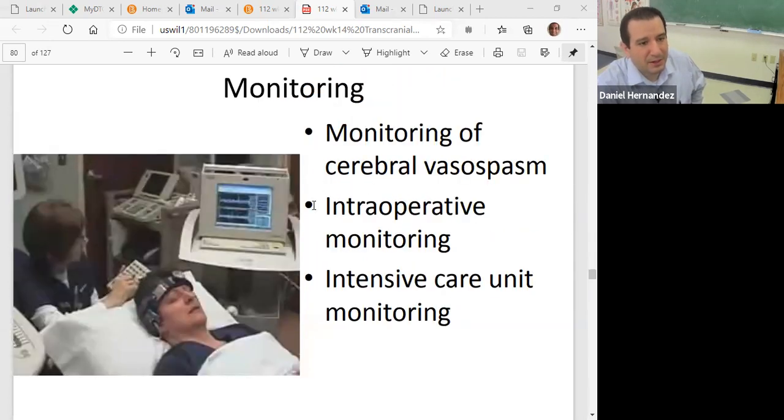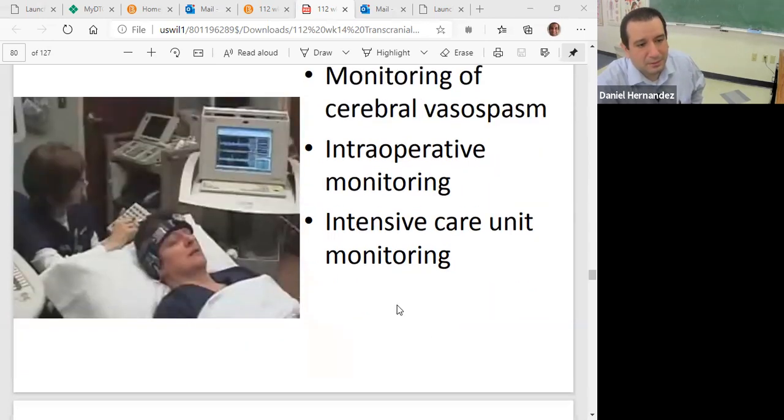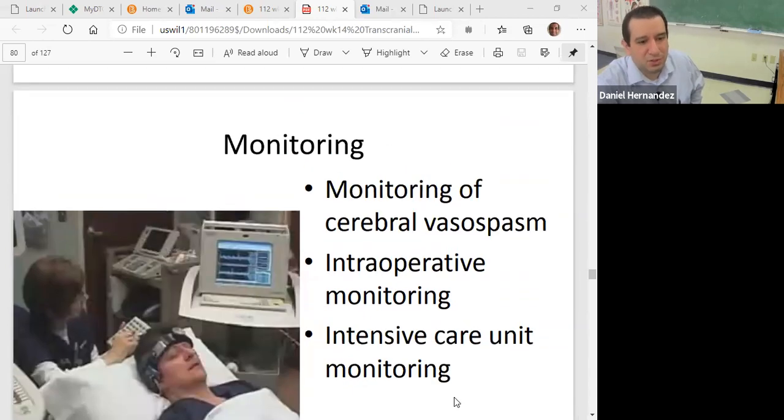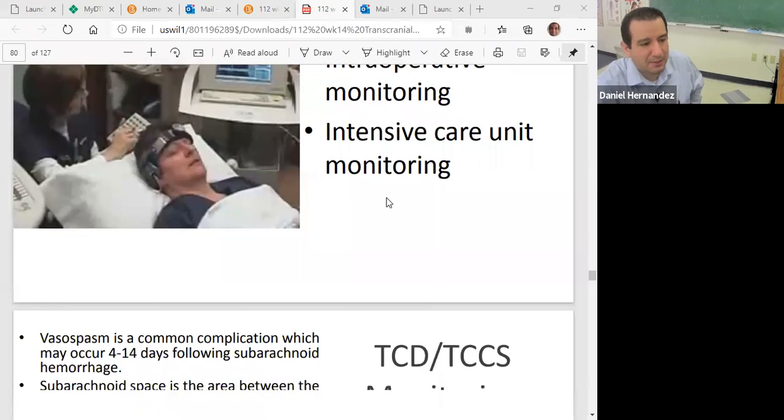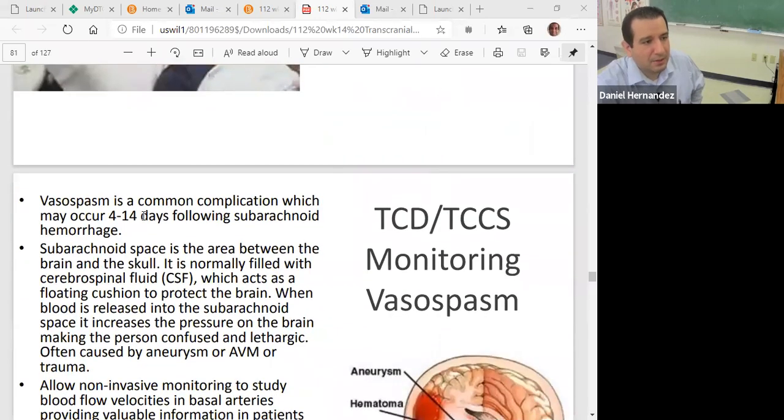So these are patients that have had some sort of brain trauma, that have subarachnoid hemorrhage or subdural hemorrhage, subdural hematoma. Perhaps they've just had intracranial surgery to remove a brain lesion. They could be susceptible to developing vasospasm. So vasospasm is a common complication which may occur 4 to 14 days following a subarachnoid hemorrhage.